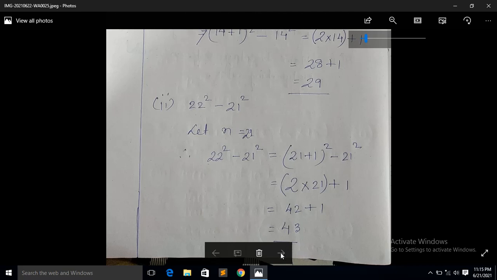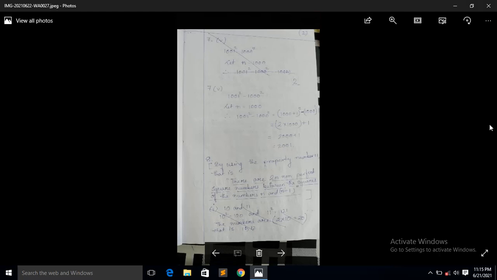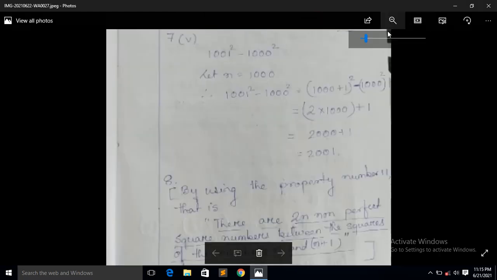Now let us go for the next one. Here also I have done another problem for you: 1001 square minus 1000 square. The same process.